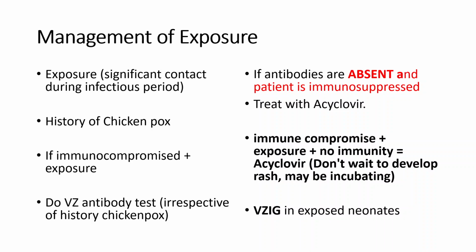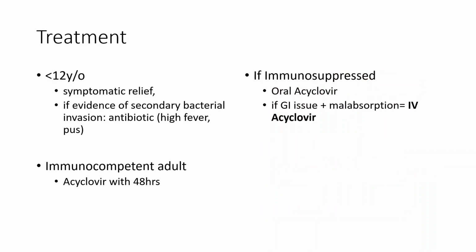Now, when the person has, let's say, Crohn's disease or other GI problems, this person will receive IV acyclovir. In neonates with mothers who had chickenpox within 7 days before their delivery or 7 days after the delivery, we give the varicella zoster immunoglobulin.